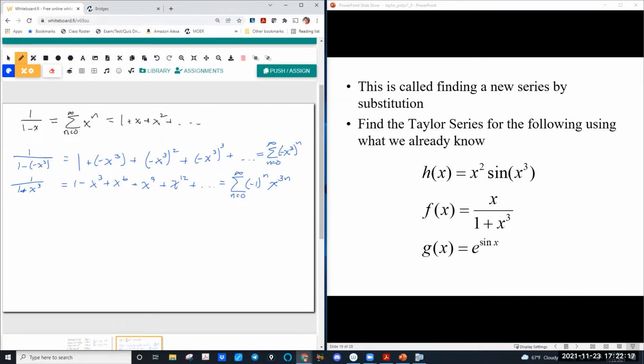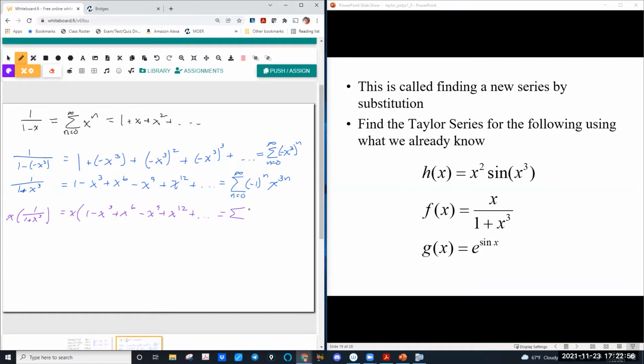Questions at this point? All right, well, we were asked to find x over 1 plus x cubed. Well, basically, we're thinking of it as x times 1 over 1 plus x cubed. So everything's getting multiplied by x. So 1 minus x cubed plus x to the 6th minus x to the 9th plus x to the 12th, dot, dot, dot. And then this is getting multiplied by an x.